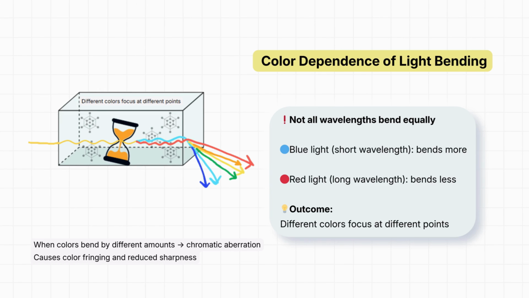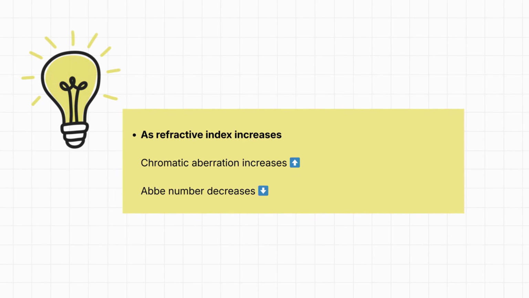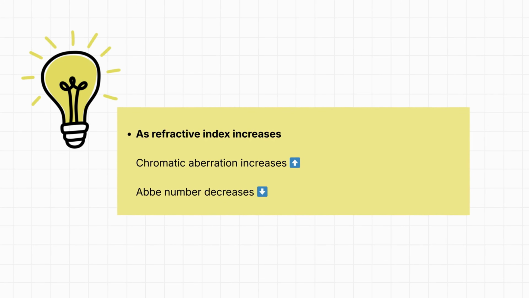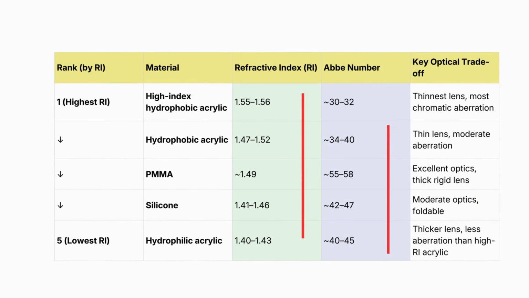The blue light, which has a shorter wavelength, is affected more than the red light, which has a longer wavelength. As a result, the blue light will bend more than the red light. When different colors of light are bending by different amounts, chromatic aberration occurs. So, as the refractive index increases, the chromatic aberration is also increasing, resulting in the lower Abbe's number. And this is why they have an inverse relationship.